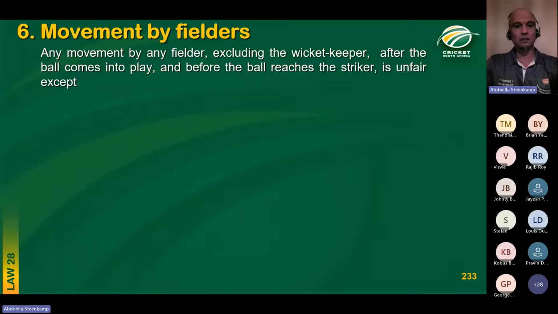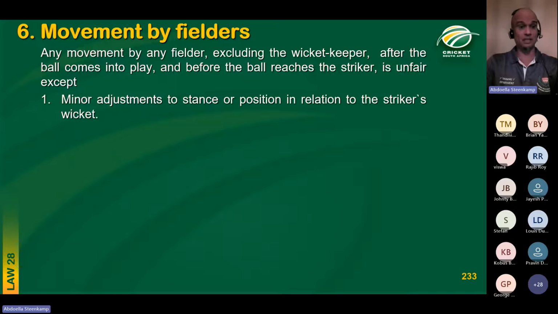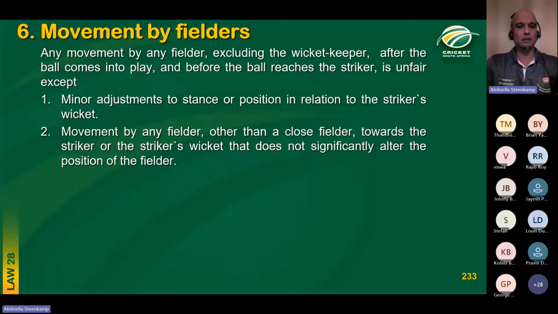Any movement by the fielder after the ball comes into play and before the ball reaches the striker is unfair. The law says it's unfair. Except, there are exceptions. What are those exceptions? The law allows that fielder to do minor adjustments to his or her stance or position in relation to the striker's wicket. Minor. The law allows movement by any fielder towards the striker or the striker's wicket as long as this movement does not significantly alter the position of the fielder.